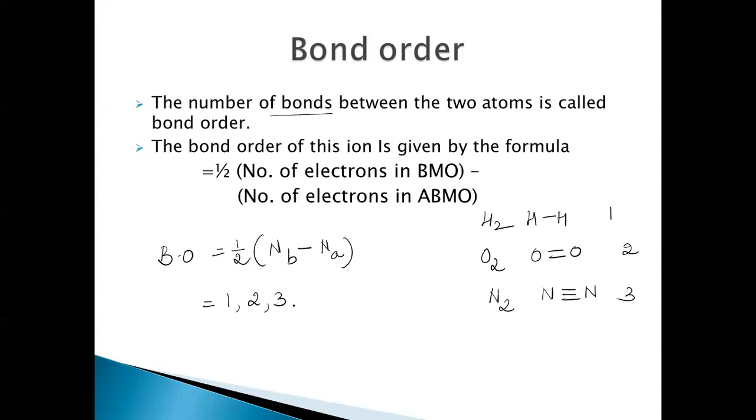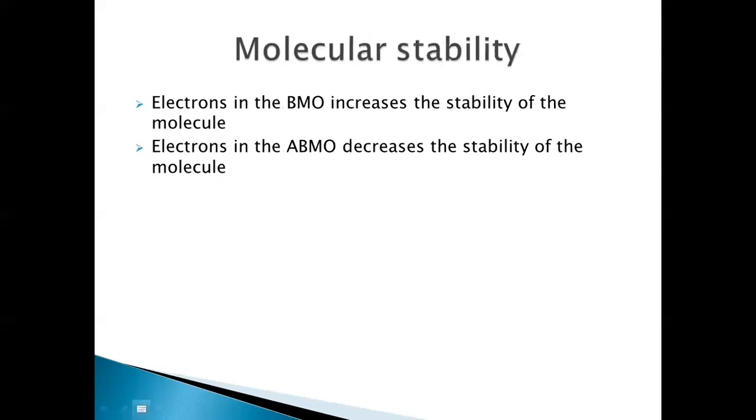So it can be 1, 2, 3, or it can be a fraction also. The bond order is an important property which we can understand by the filling up of the electrons in the molecular orbitals according to their energies. So we can see fractional bond order also, yes, in a few molecules like ions, H2 plus or He2 plus, where we'll find half bond order.